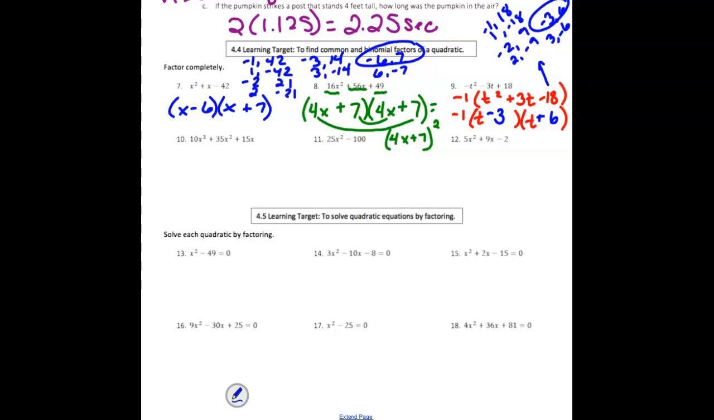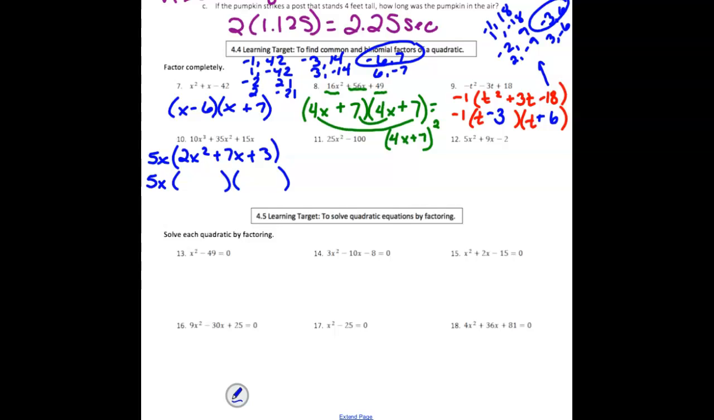All right, for question 10, notice that all of your terms have an x, so we definitely want to factor that out. Also notice that we could divide a 5 out of everything. If we take a 5x out of all of it, we'd have a 2x squared plus 7x plus 3. And then let's try to factor that trinomial.